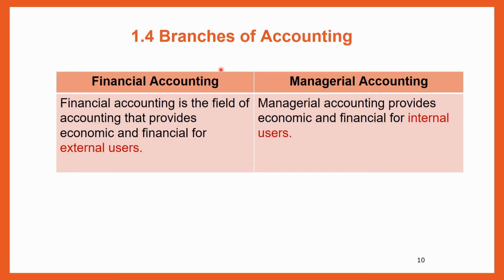Financial accounting and management or managerial accounting. Financial accounting is the field of accounting that provides economic and financial information for external users, whereas managerial accounting provides economic and financial information for internal users. So the difference is the types of users: financial accounting is for external users, and managerial accounting is for internal users.